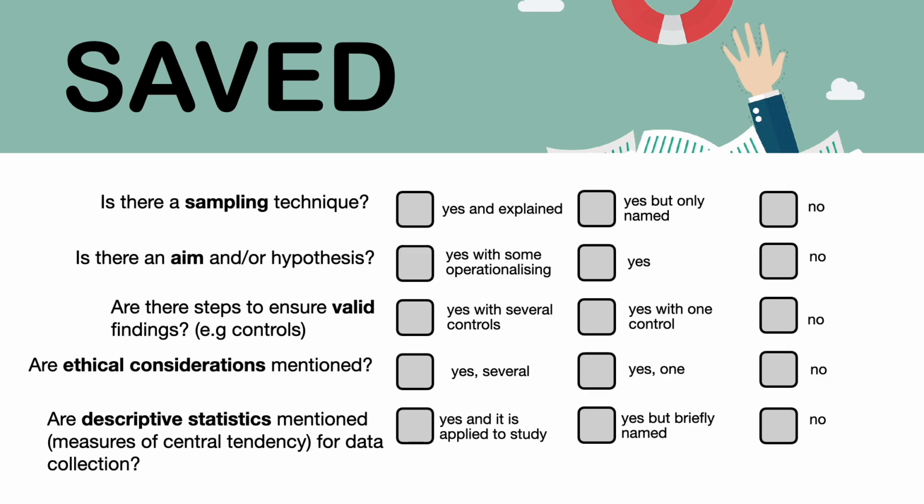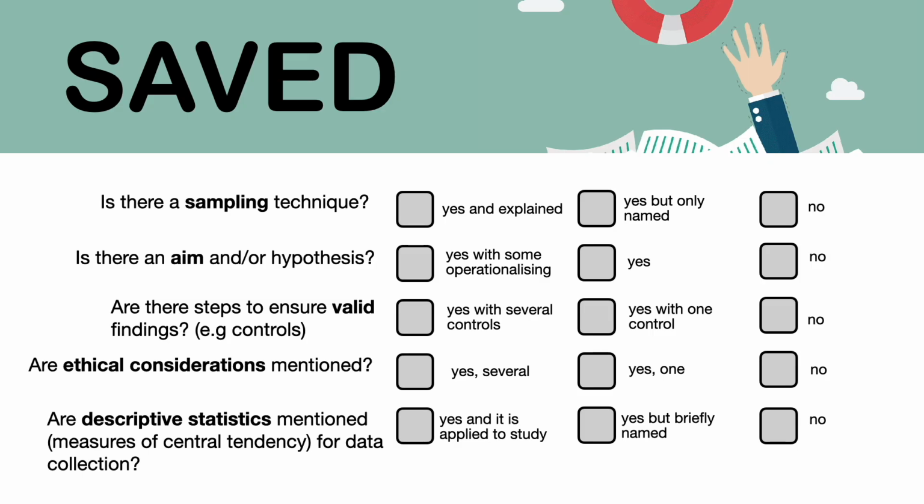Now, just listing them is not enough to give you higher credit, so make sure you explain all of them. So if you say, I'm going to use volunteer sampling, okay, where did you find these volunteers? How did you recruit them? What was the incentive for them coming to your study? If you say, I'm going to have controls, what are those controls? Are they participant controls? Are they situational controls? How are you making your study valid?